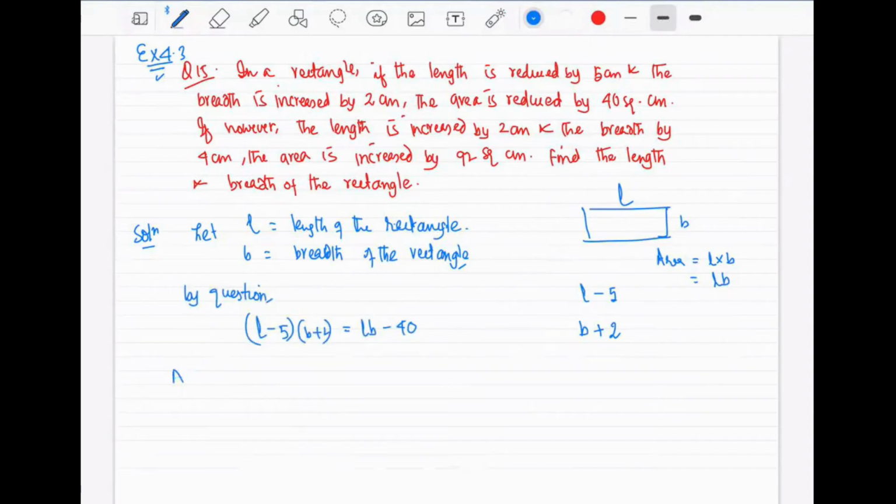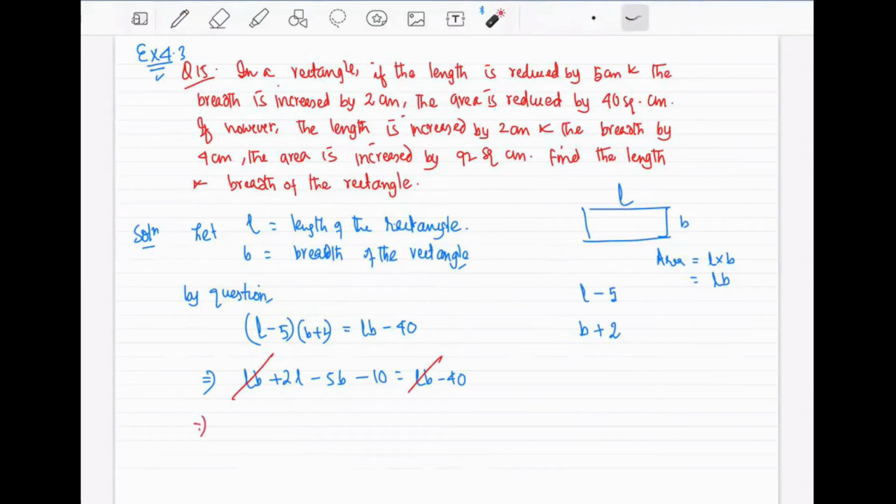Okay, let's solve this equation first. We want this in a proper equation. We want it in the form of ax plus by is equal to c, remember? So we are doing a little bit of multiplication with the distributive property. I'm just doing it a little bit faster. Okay, L into B plus 2L minus 5B minus 10, equals LB minus 40. LB and LB are the same on both sides.